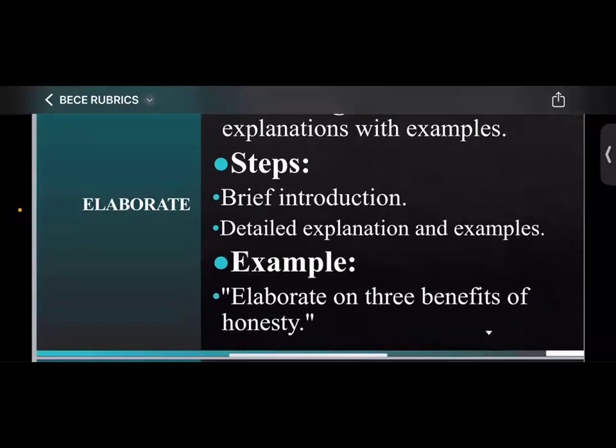So there has to be a brief introduction where you talk about the subject or the concept briefly. Just 3 sentences or 2 sentences will be okay. Then you can now give your detailed explanation and examples where every paragraph would throw more light on a point. Example, elaborate on 3 benefits of honesty. And this is a typical example of an RME question.